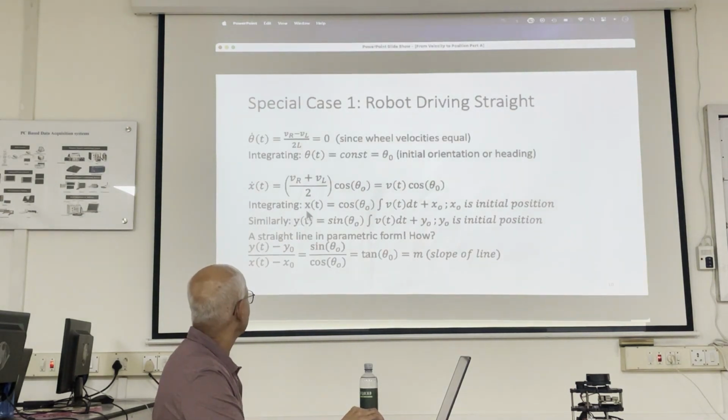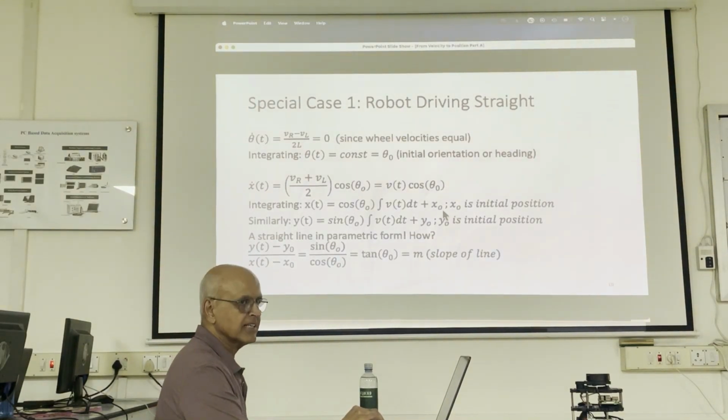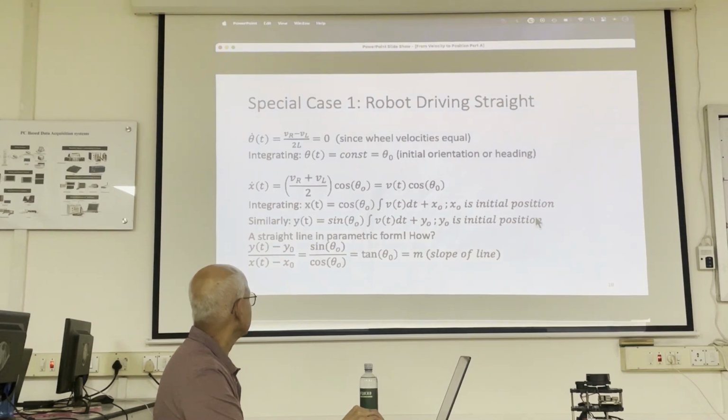So I can integrate now. X of t, take the constant outside the integral sign: cosine theta naught integral of v of t dt plus x naught. X naught is the initial position, the initial condition, because when I integrate this there are initial conditions. Similarly, y of t is sine theta naught, integral of v of t dt plus y naught. Y naught is the initial position.